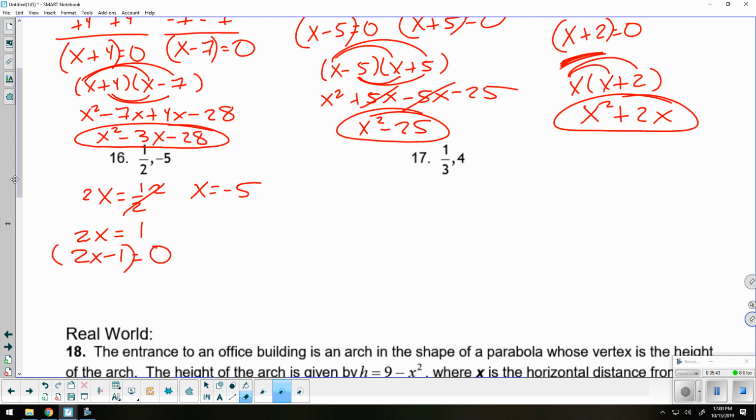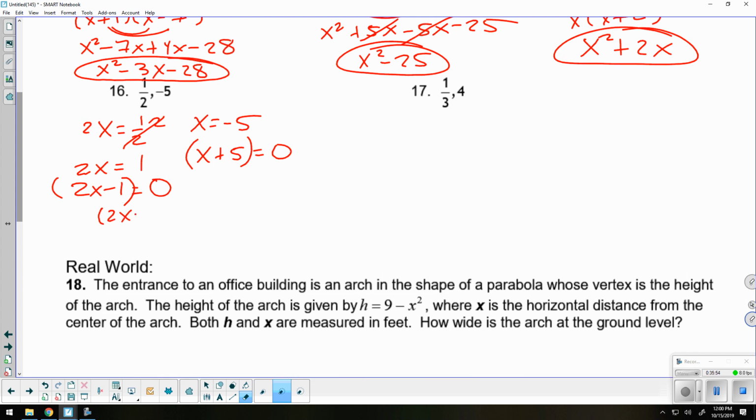So if you have x equals negative 5, just add the 5. You get x plus 5 equal to 0. Here's the other binomial. So those are the two that you want to multiply together. Okay, so 2x minus 1, multiplying with it, x plus 5.